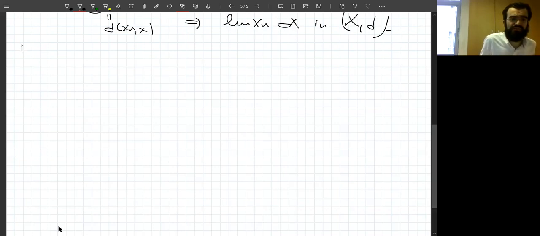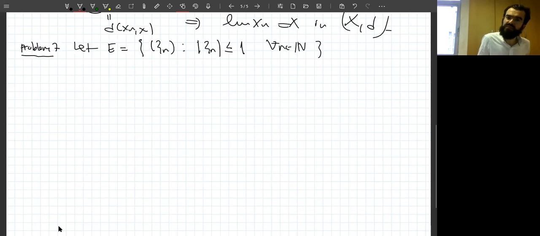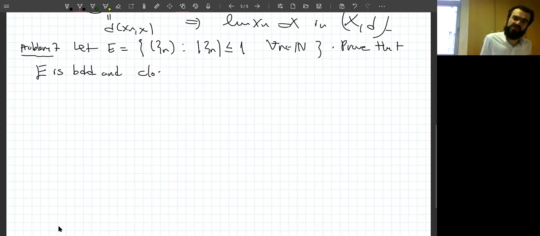Problem 7. Let E be a subset of bounded sequences given like this: psi_n, the set of sequences such that the absolute value of psi_n is less than 1 for all n in N. Prove that E is bounded and closed, but not compact.